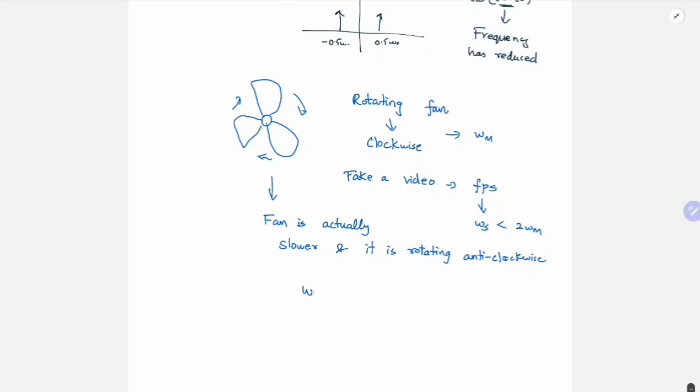And if you say omega s is actually equal to 2 omega m, then what happens? The fan will appear to be stationary. So then also you cannot recover. So that is why it is strictly required that omega s needs to be greater than 2 omega m. We are not even saying greater than or equal to. It is strictly greater than 2 omega m. So this is all about aliasing.